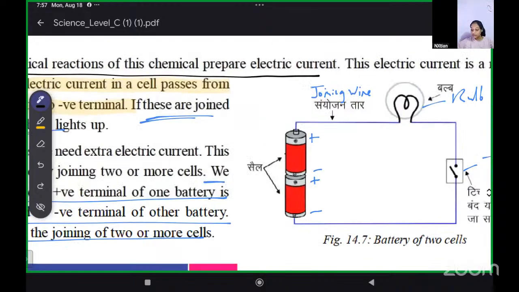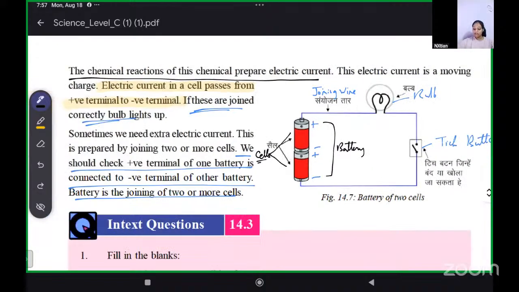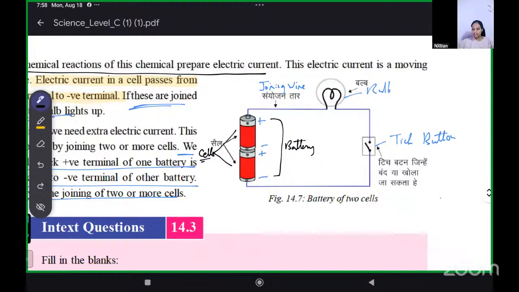Now these two are cells. When more than one cell is connected together, two or more cells joined together, it forms a battery. This is the diagram of an electric circuit.